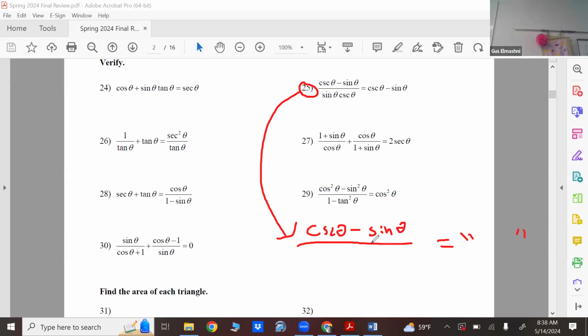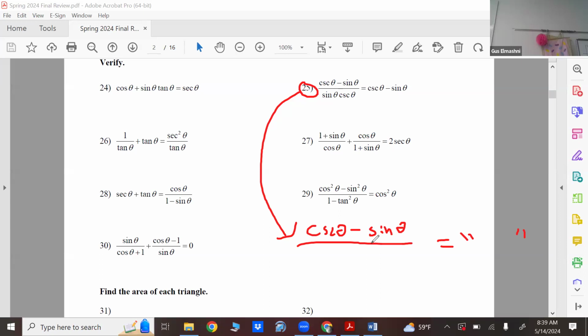Some people get so caught up in the formulaic way, like, okay, I gotta change anything that's not sine or cosine to sine or cosine, right? Which, yes, you want to do that. But really, what's the whole essence of this problem? Make the left side and right side the same. They almost look the same, don't they? If that denominator is gone, they are the same, right?